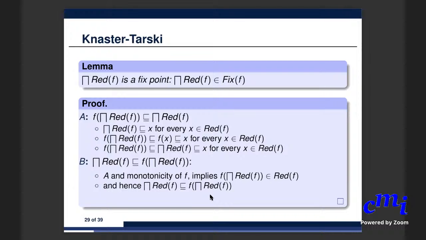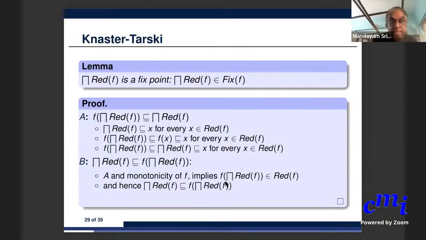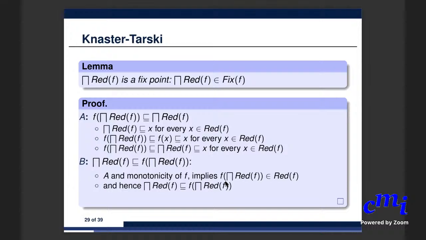I still don't understand how this implies that LFP is equal to the greatest lower bound of red of f. Can you please repeat that? The LFP? Yeah, LFP of f. Can you go back to the previous slide?